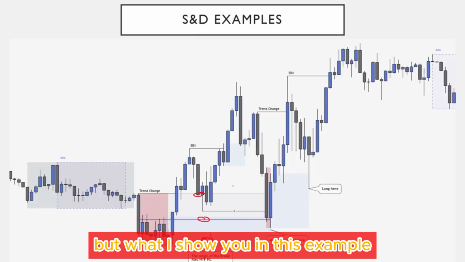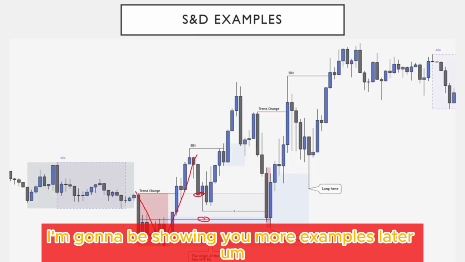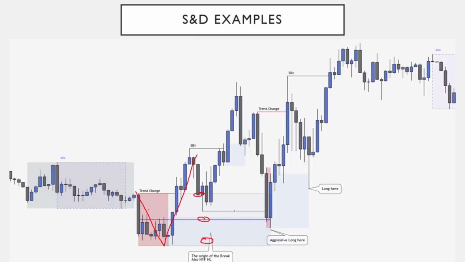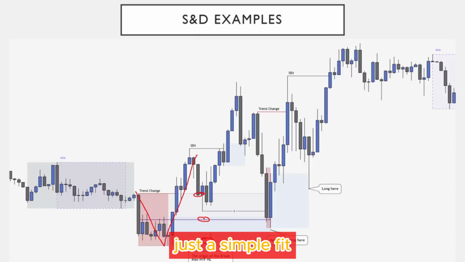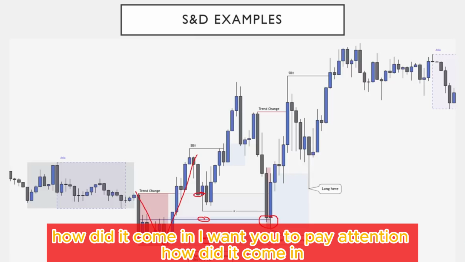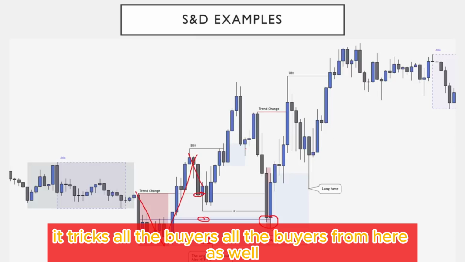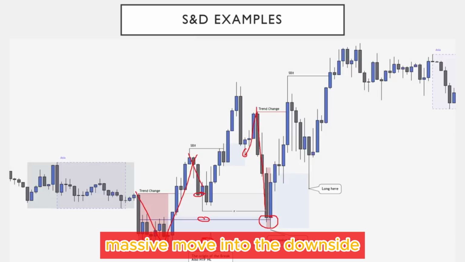But what I show you in this example is that on this overall sell to buy, I'm going to be showing you more examples later. We take just a simple flip and we drop the 50% and look at where the market came in later. How did it come in? I want you to pay attention. How did it come in? It tricked all the buyers. It tricks all the buyers from here as well. Massive move into the downside. What is this? It's a fake move.